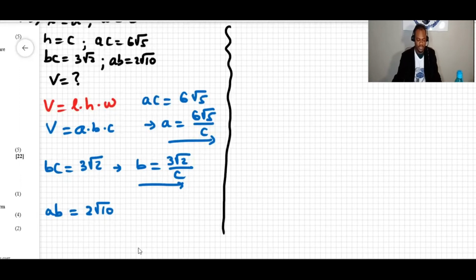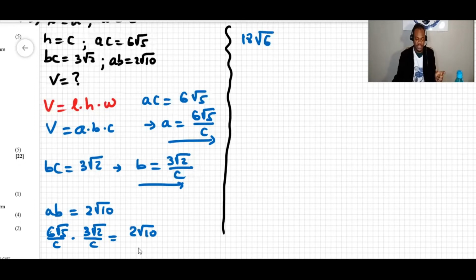In other words, we can say A was initially found in terms of C. It was 6 root 5 over C, times B, which is also in terms of C, 3 root 2 over C, equal to 2 roots 10. So this will be 18 root 10 all over C squared, equal to 2 roots 10, because we can times 6 times 3 makes 18, and root 5 times root 2 is root 10.